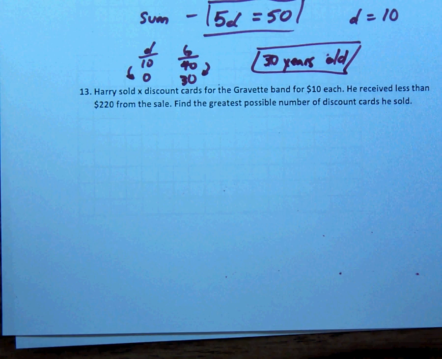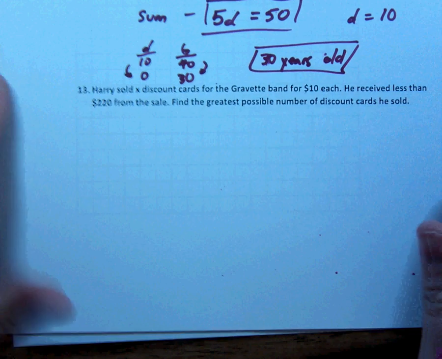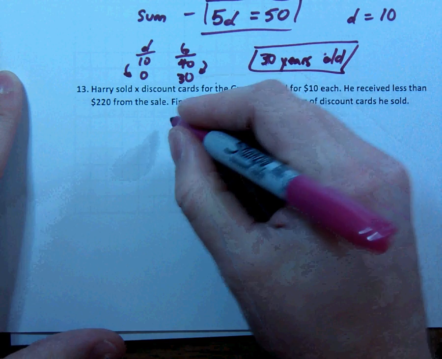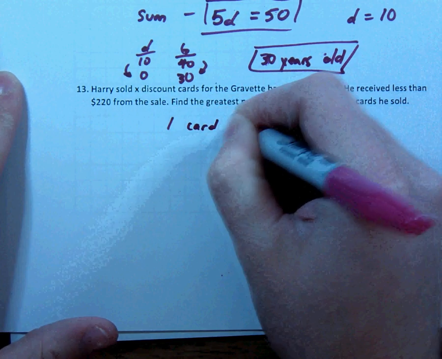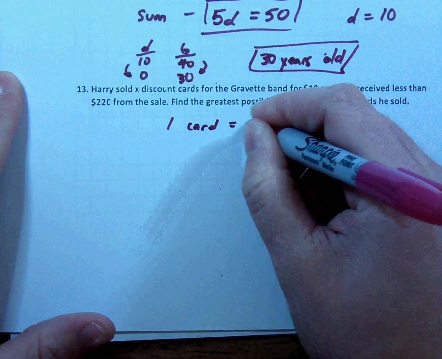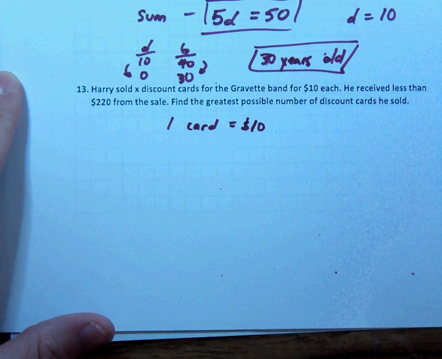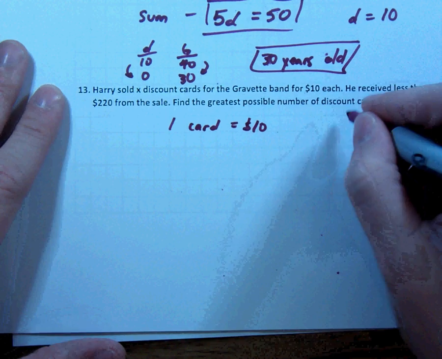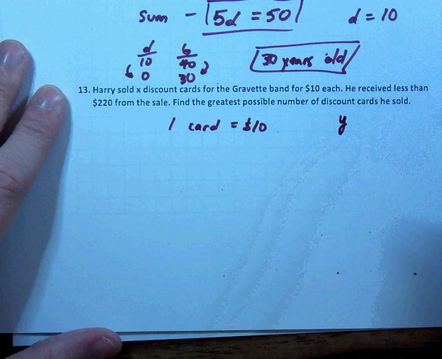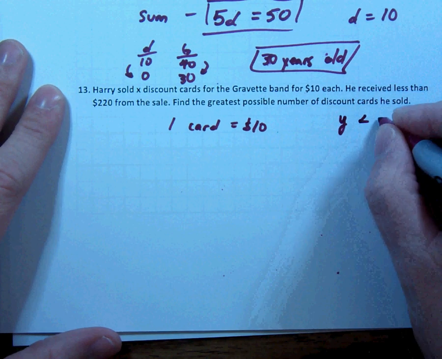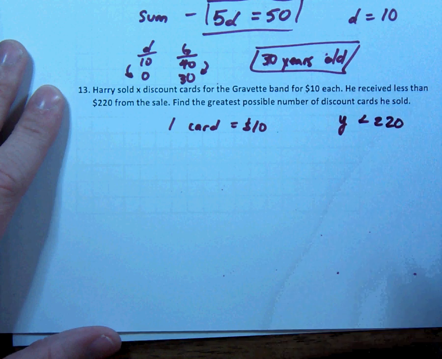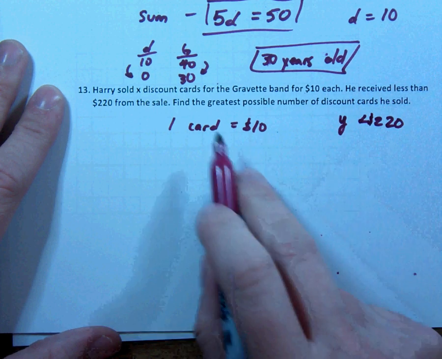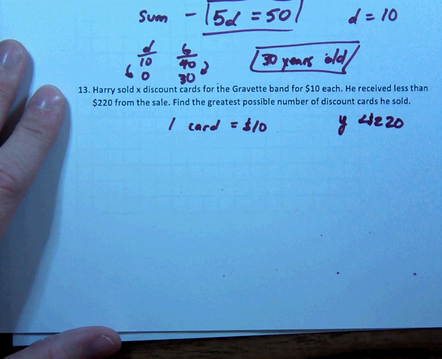Alright. Harry sold X discount cards for the Gravit Band for $10 a piece. So one card is equal to $10. His total is Y. He received less than $220. Find the greatest possible number of discount cards he could sell.